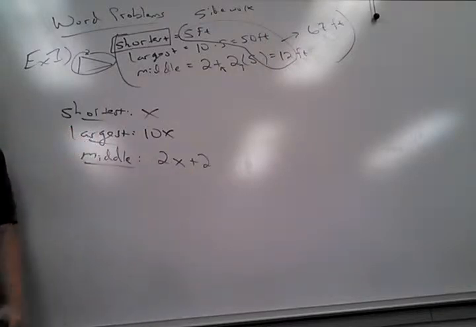How are we doing so far? Yes, sir. Since you're finding the perimeter, does it matter what order you go in? Does it have to be shortest, largest, middle? Can it be largest, middle, shortest?